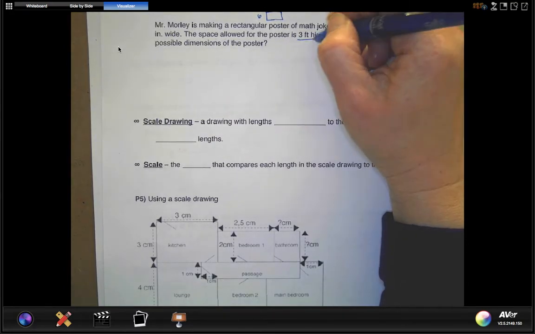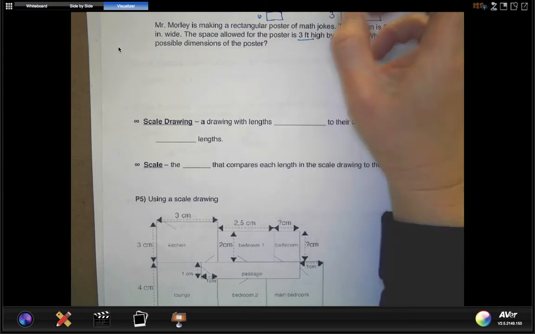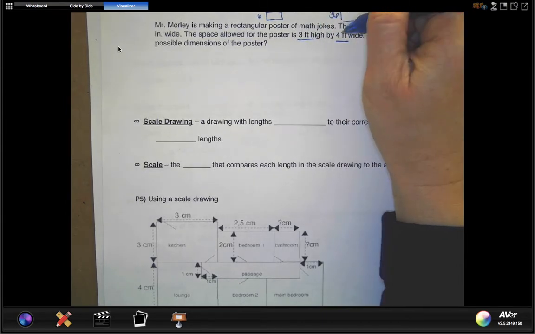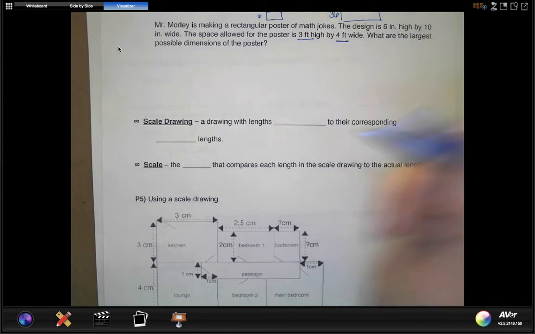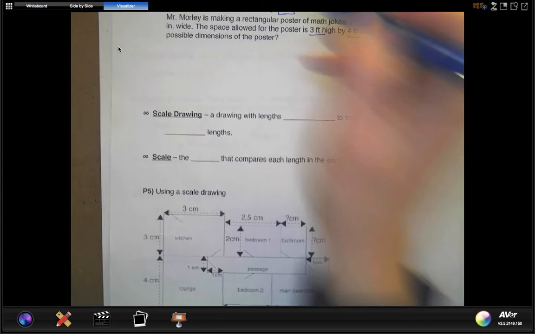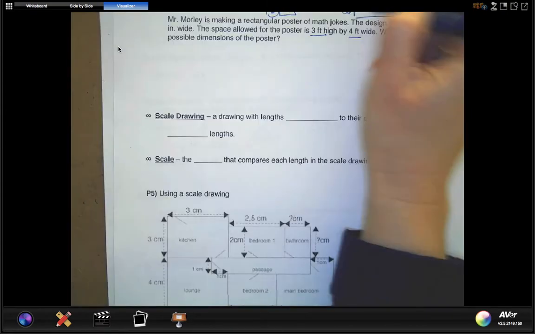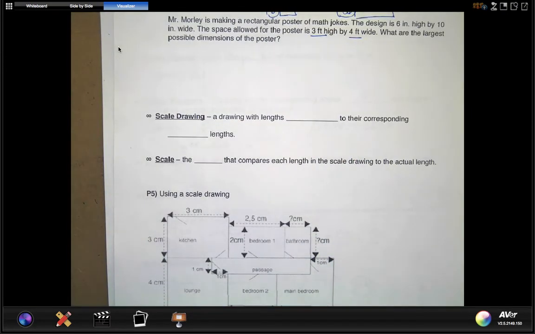But these are in feet, so 3 feet. So 3 times 12 is the same thing as 36. 4 times 12 is 48. So that's what he can blow it up to. So those are in inches now. So the 6-inch side right here matches up with this 36-inch side.